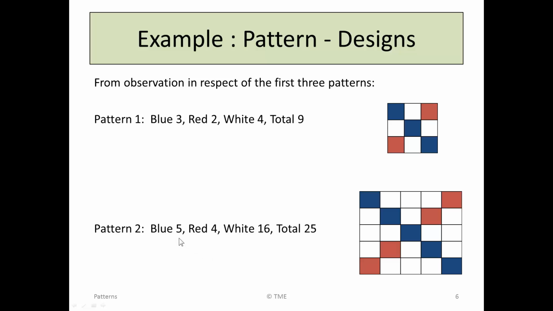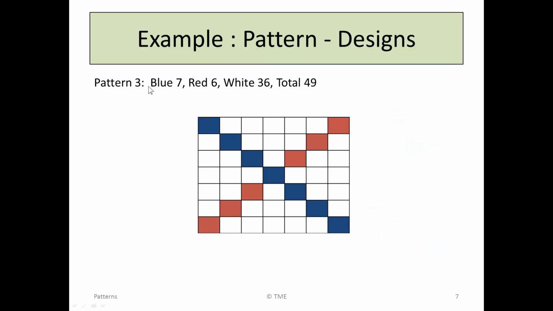Observing the second one, we would find 5 blue tiles along the diagonal, 4 reds, 16 whites, and 25 in total. The 16 whites are 1, 2, 3, and 4, and there's 4 groups of them, 1 here, here, here, and here. So 4 times 4 or 16. And the total number of tiles, 1, 2, 3, 4, 5, times 5, 5 rows and 5 columns.